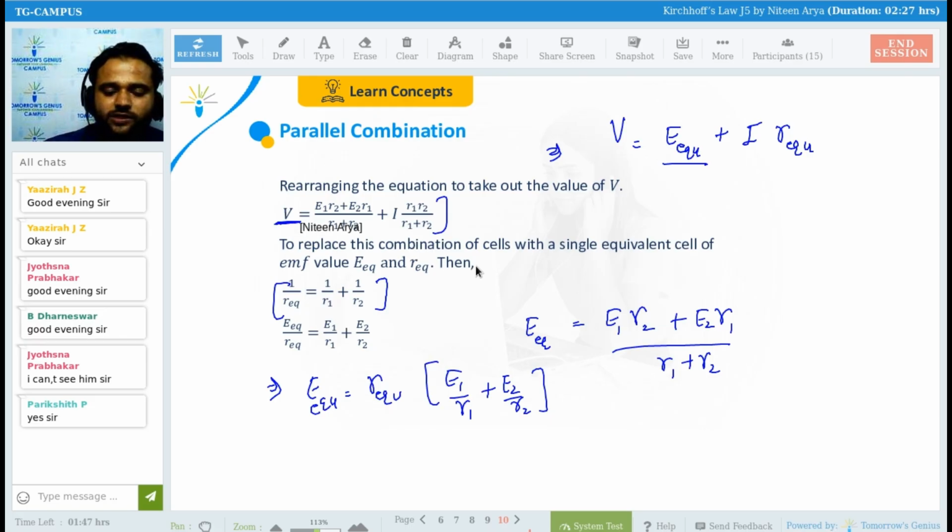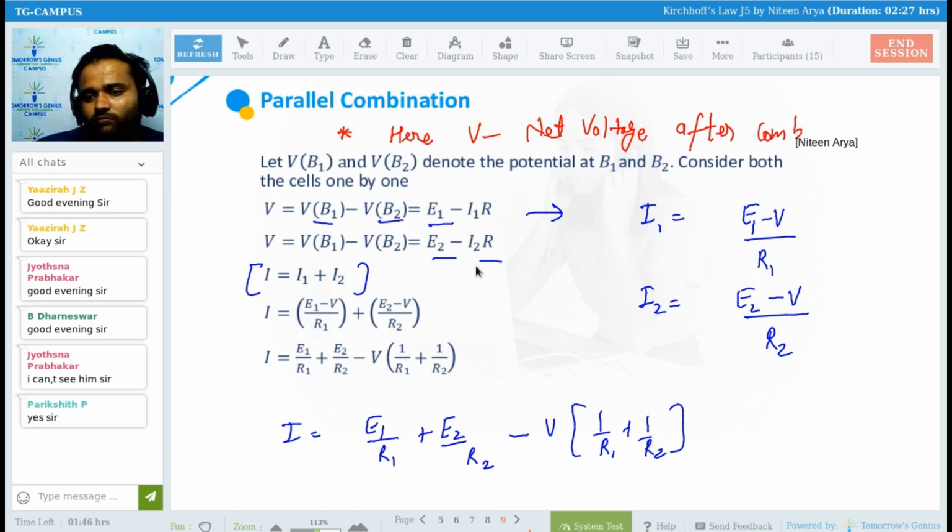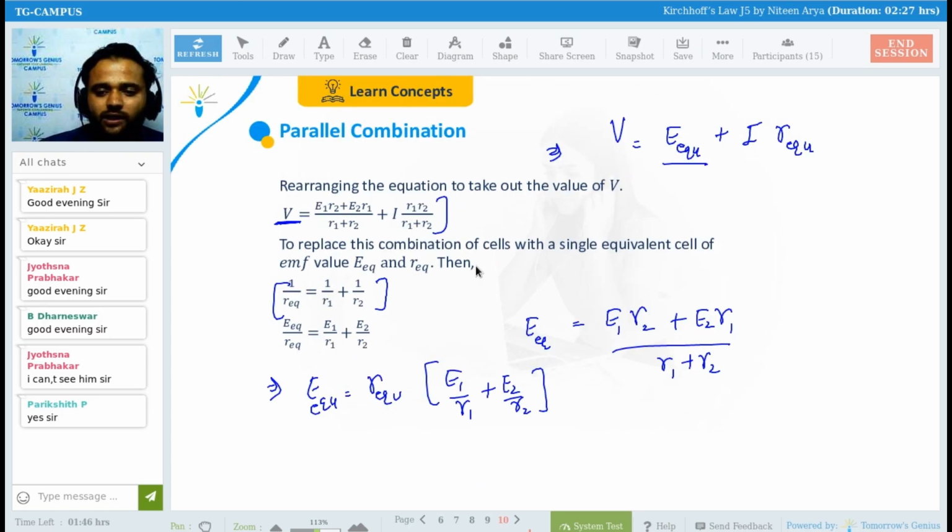Why does this V remain the same for both cases? Because that is the net voltage after the combination. Got it? Clear, everyone? So that is the scenario.